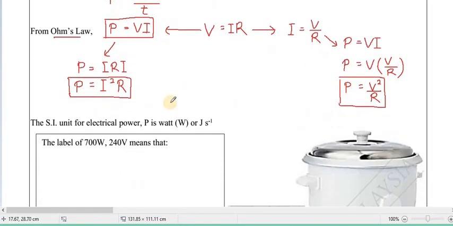So this unit of joule per second is substituted with the unit of watt, with the symbol of a capital W. So 1 watt is equal to every 1 second, 1 joule of energy used, or 1 joule of work done. Okay, that is what it means by 1 watt.